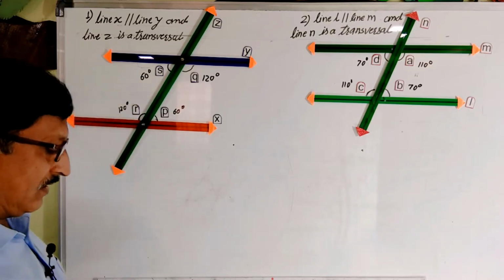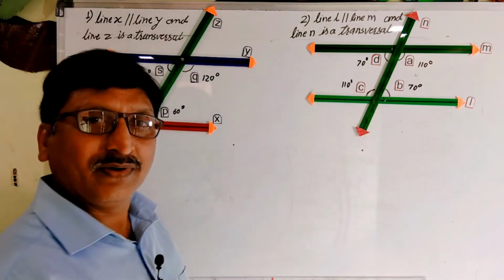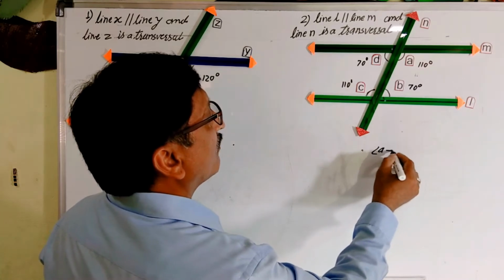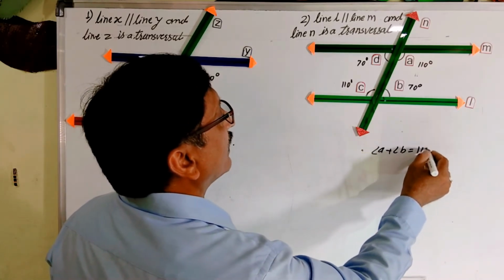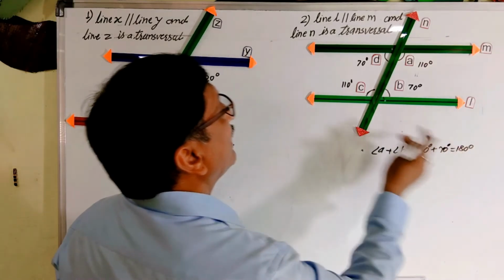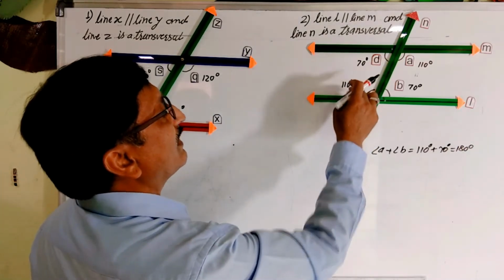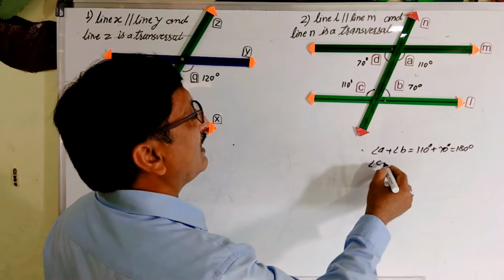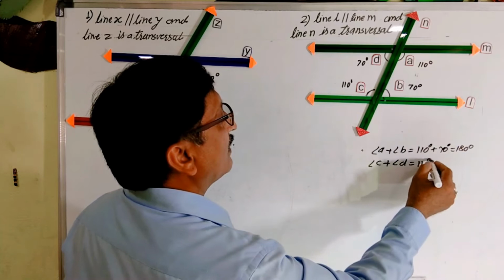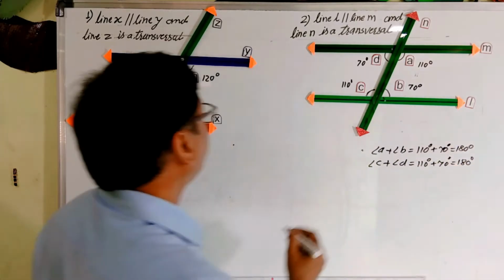Well, students, you know that the sum of the interior angles is 180 degrees. Is it or not? Let us see. Angle A plus angle B equals 110 plus 70, which equals 180 degrees. Similarly, toward the left-hand side of this transversal, these two angles are interior, and therefore you can write angle C plus angle D equals again 110 plus 70, which equals 180 degrees.